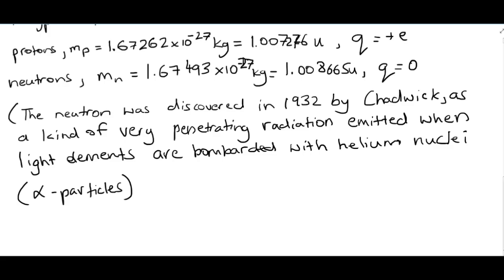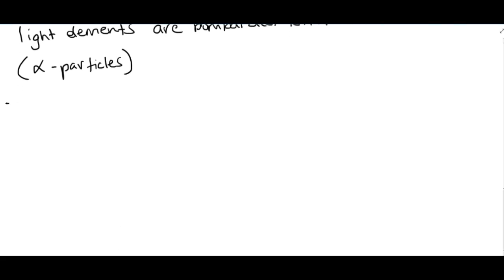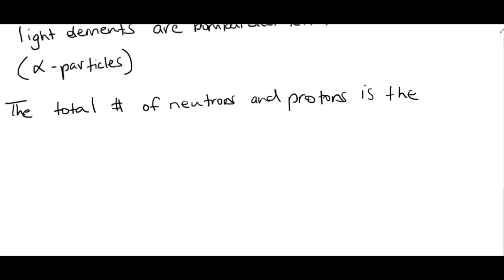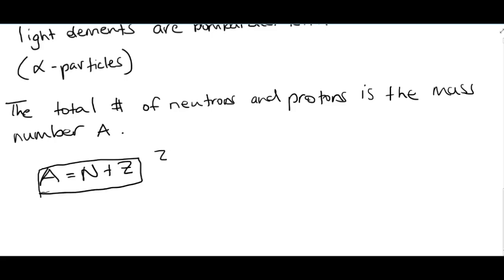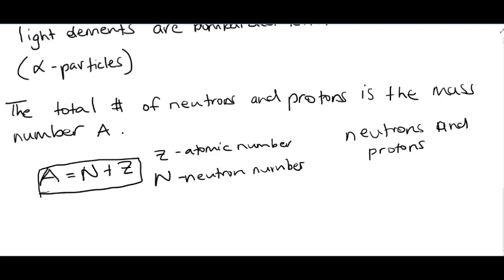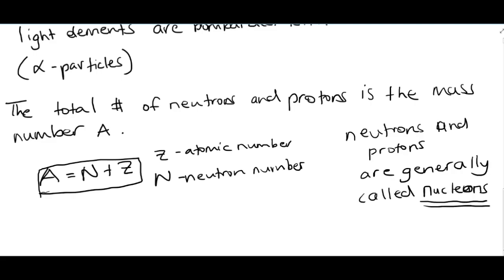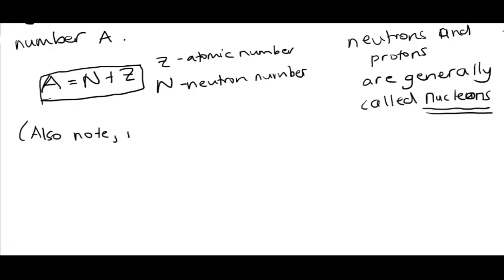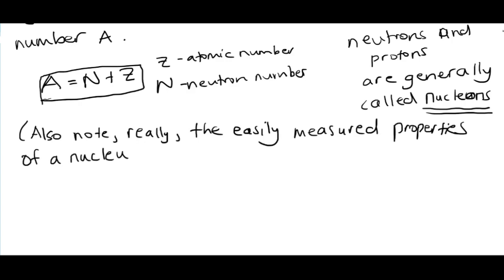The total number of neutrons and protons is what we call the mass number A, and can be summarized in the simple formula A is equal to N plus Z, where Z is the atomic number or number of protons, and N is the neutron number. And when we refer to neutrons and protons collectively, we call them the nucleons. Also note that the easily measured properties of nucleons are its charge and mass, which is why Z and A are really basic.